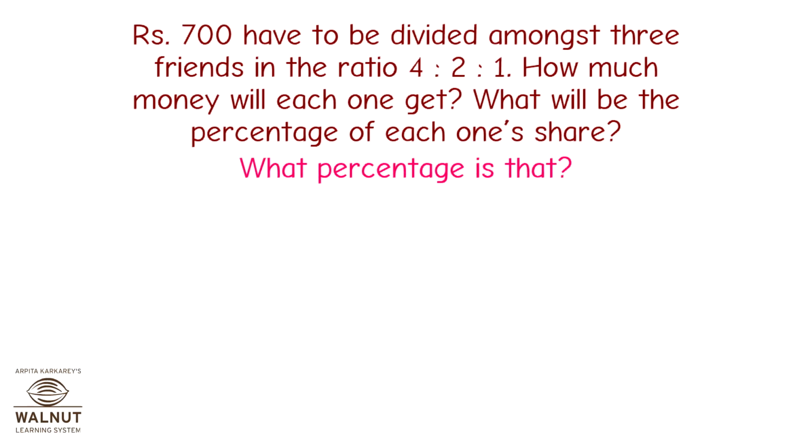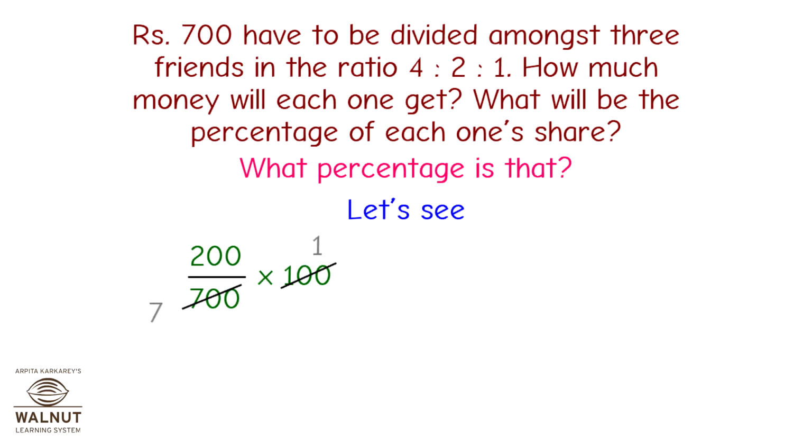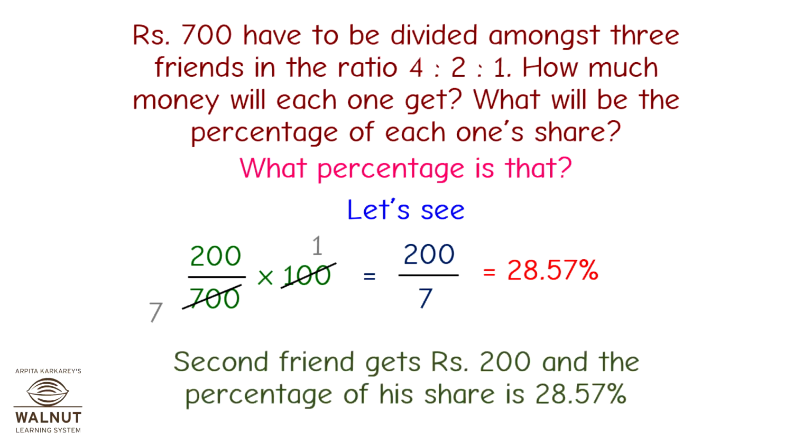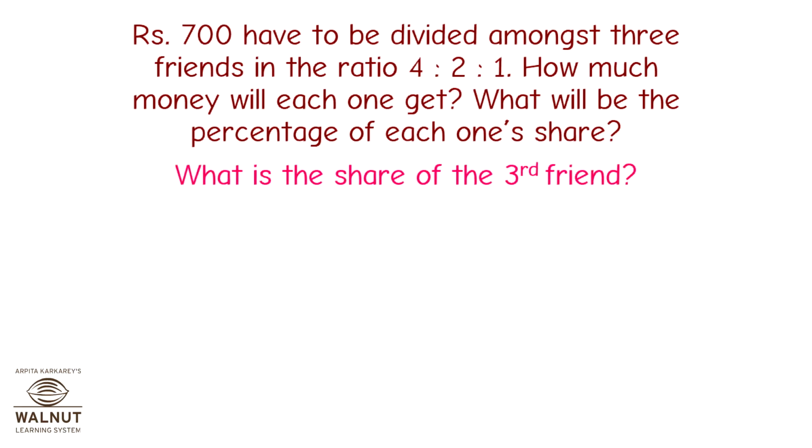What percentage is that? Let's see. 200 upon 700 into 100 is equal to 200 upon 7 is equal to 28.57%. Second friend gets rupees 200 and the percentage of his share is 28.57%. What is the share of the third friend?